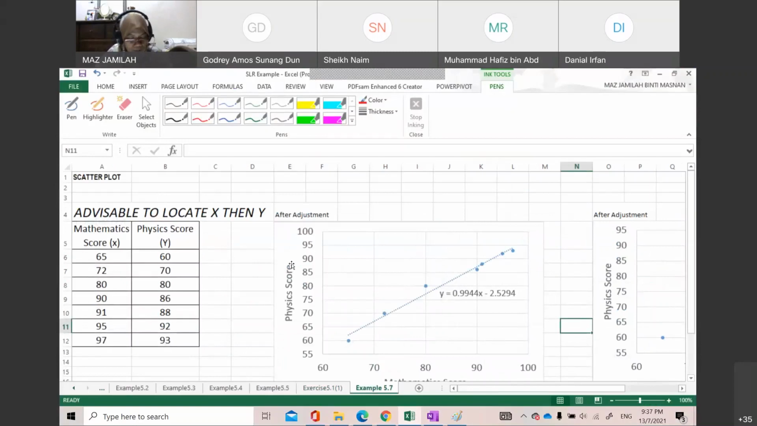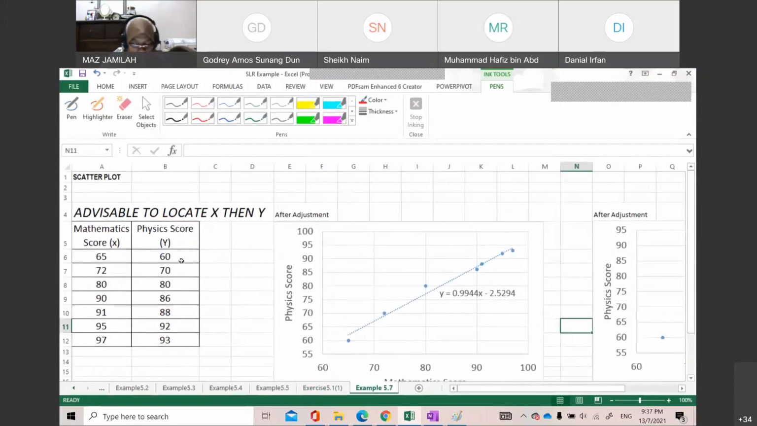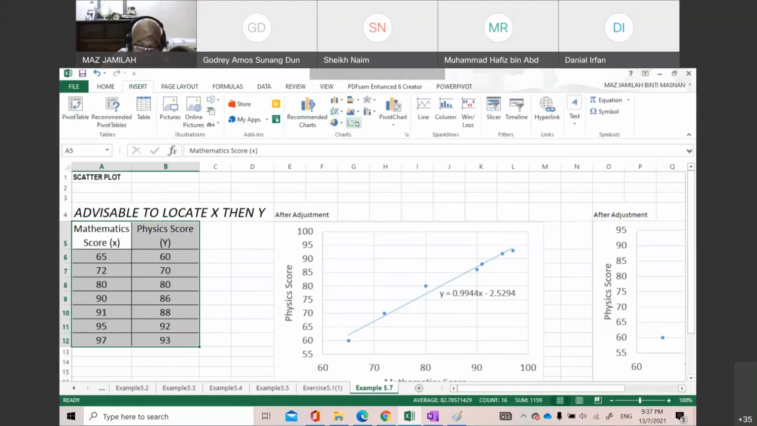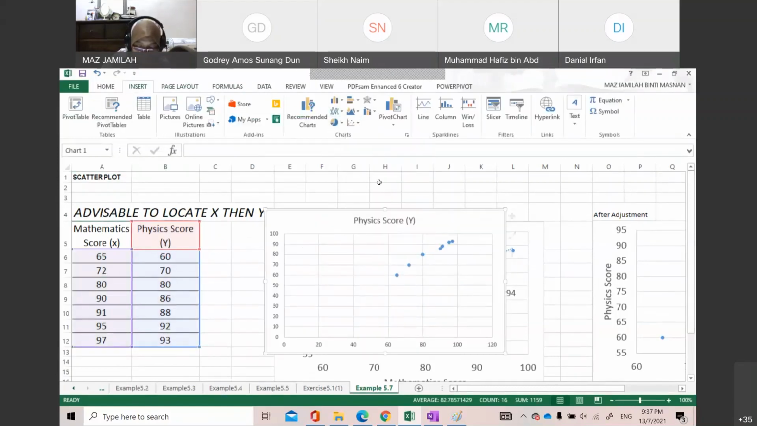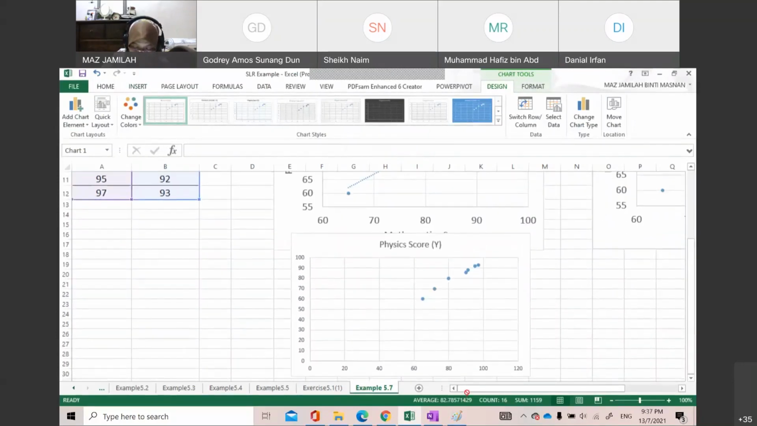Okay, we have our data. I'm going to show you how you can plot your equation and your line. I'm going to show you from the beginning. So I have my data. Go to Insert, go to scatter plot. Bring it back somewhere so that it's easy for you.